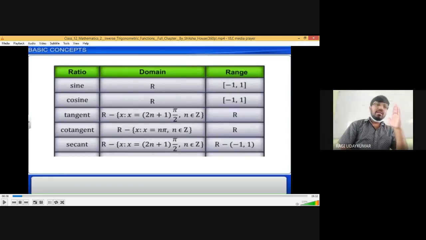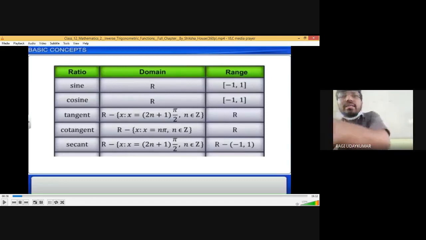Pi by 2 is nothing but, whenever you consider the coordinate axis like this, this is the coordinate, 0 angle. If it comes here, pi by 2. If it goes here, pi. Then again, if it comes here, 3 pi by 2.